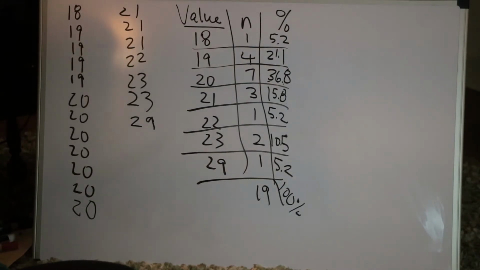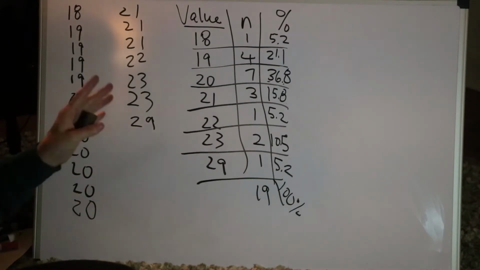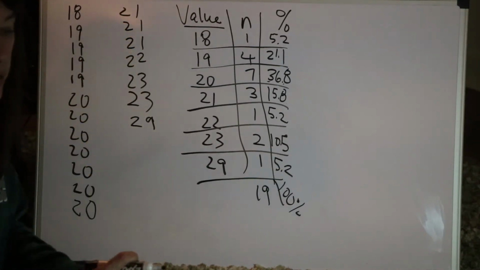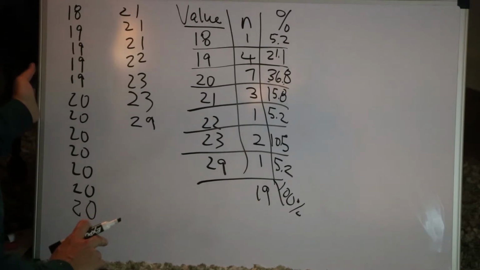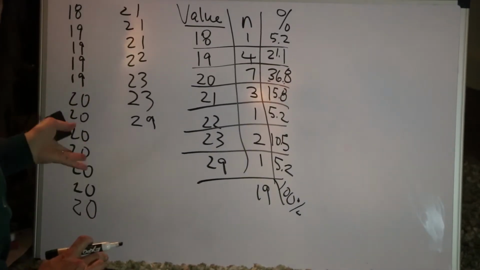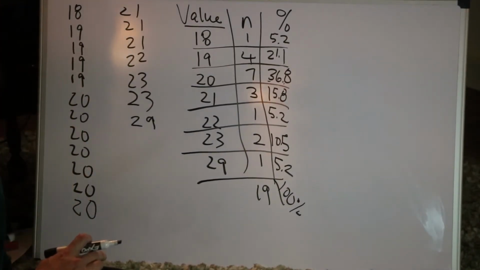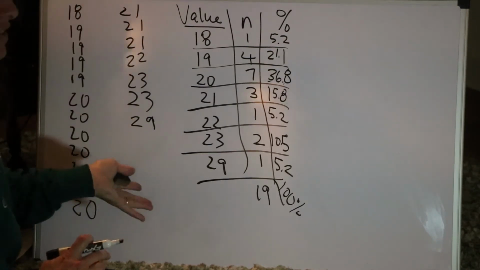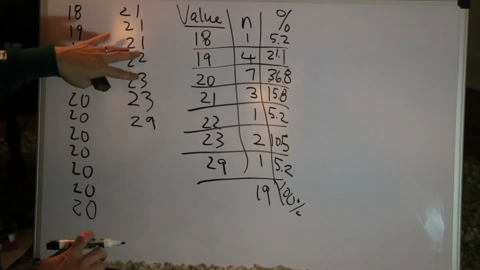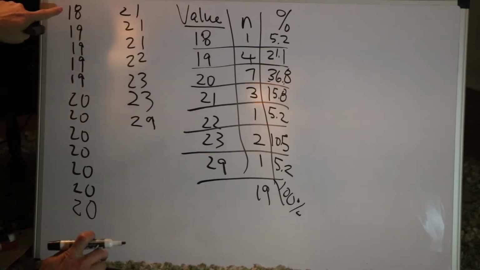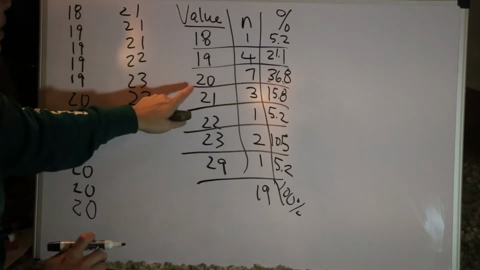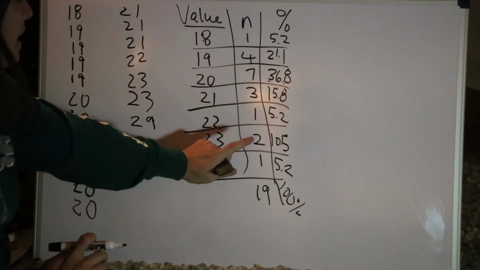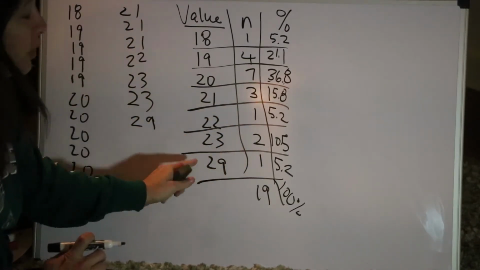So we're going to review a few things I wanted to cover before we move on to the mean, which is where we left off with measures of central tendency. This was the distribution of ages of class members. In class we created a frequency distribution, which you can see right here. We had one 18-year-old, four 19-year-olds, seven 20-year-olds, three 21-year-olds, one 22-year-old, two 23-year-olds, and one 29-year-old.